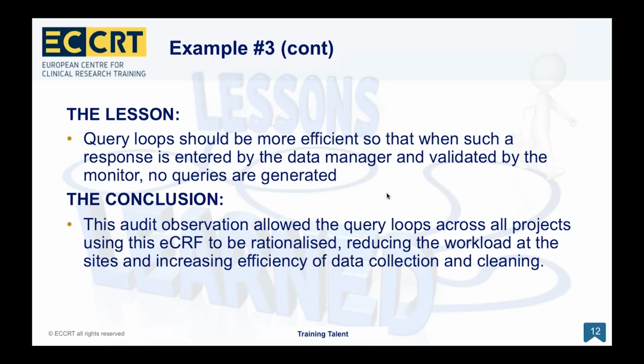So what is the conclusion from this third example? This audit observation for me allowed the query loops across all the studies using this same ECRF, so from the same supplier, to be rationalized, and this reduced the workload at all the sites involved. And what it meant was they increased the efficiency of data collection and data cleaning. So this was, again, something that had to be taken into account in future studies. It wasn't really something they could correct immediately for the study that was ongoing, but they did take it on board and correct it for the remaining studies, and also for any future studies where they were using the same type of ECRF.